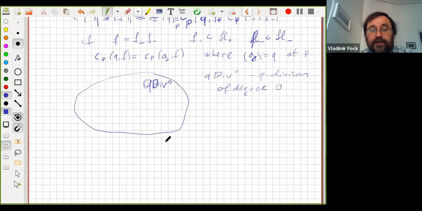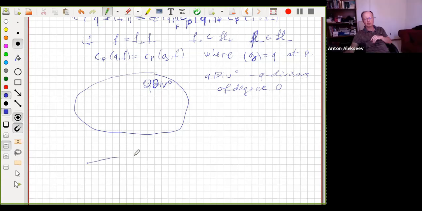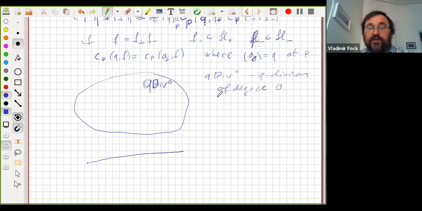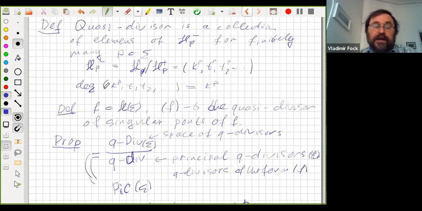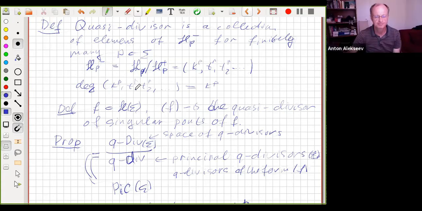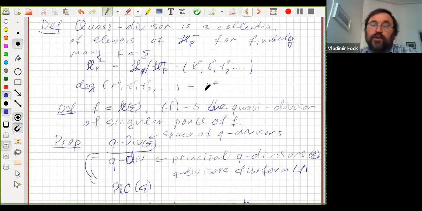What is the degree? A quasi-divisor is a collection of expressions k, t, t1, etc., and the degree of a quasi-divisor is just k. It's something which doesn't depend on the t's. So you have a collection of points, each equipped with an integer and complex numbers. The degree takes into account only the sum of these integers.